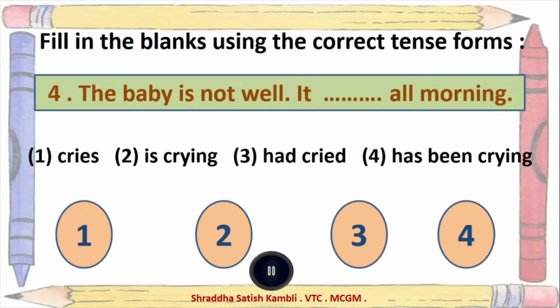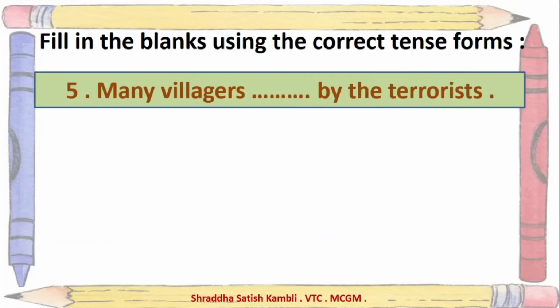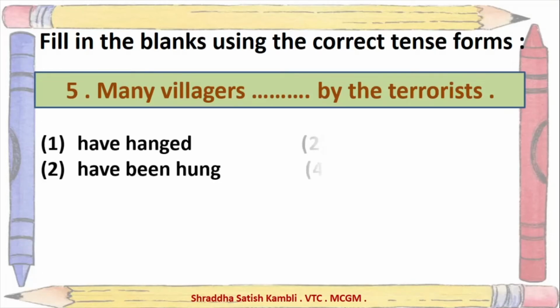And the answer is option number 4. The baby is not well. It has been crying all morning. Okay, and then we come to the last example in this pattern, and that is: many villagers dash by the terrorists. So what could be the answer?